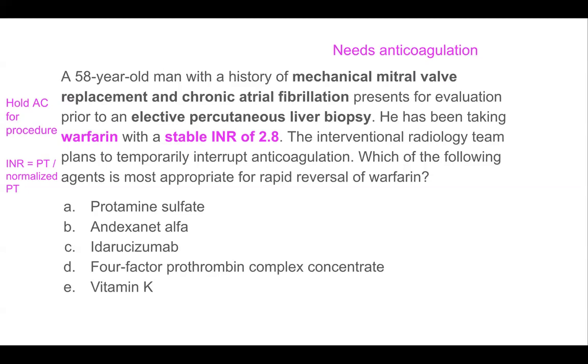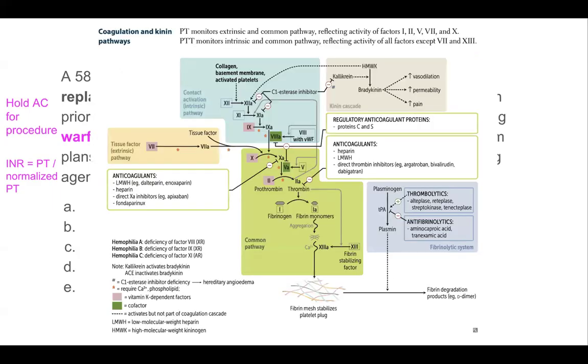And so for warfarin, you want the INR to be between 2 and 3. So this patient, his INR is stable, so it's good. He is at a therapeutic dose of warfarin. In a normal person who's not on warfarin, your INR would be around 1. So let's talk a little bit about anticoagulation. So of course we have to start with the clotting cascade.